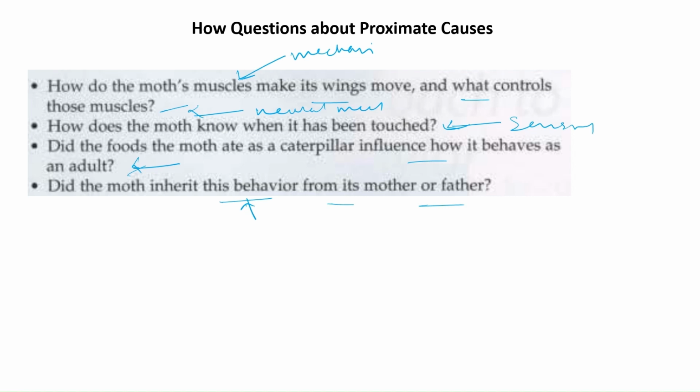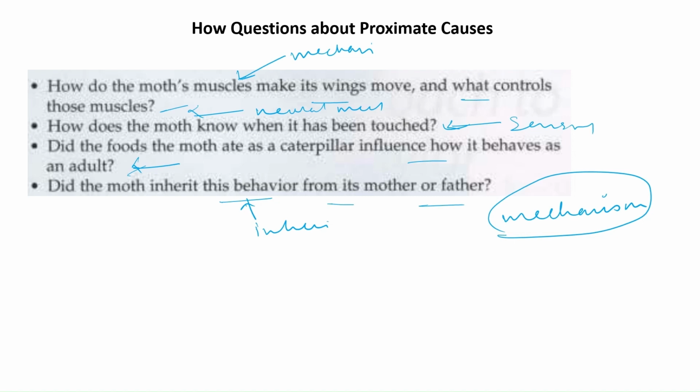This last question will tell us about the inheritance: whether the genes have been inherited from the mother's side or the father's side. So all these are some mechanism or the other. These how questions, or these mechanisms, are the proximate causation. They are the questions that give the answer as a mechanism. If any process is happening, what is the mechanism behind that process? That all comes under the proximate causation.